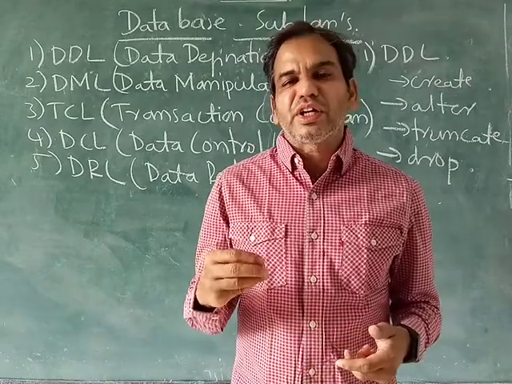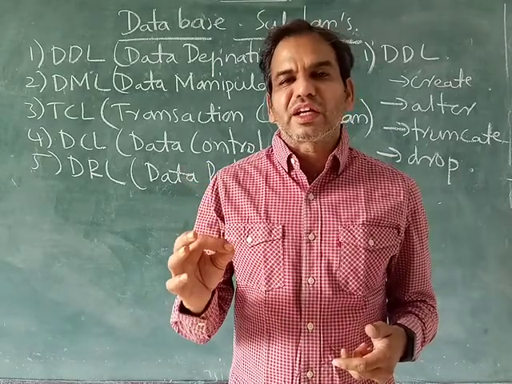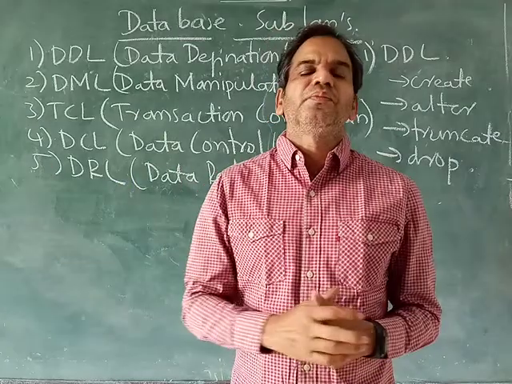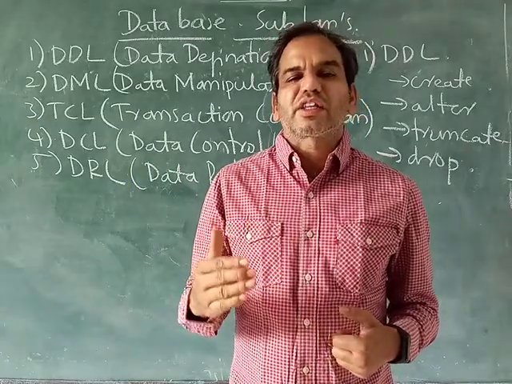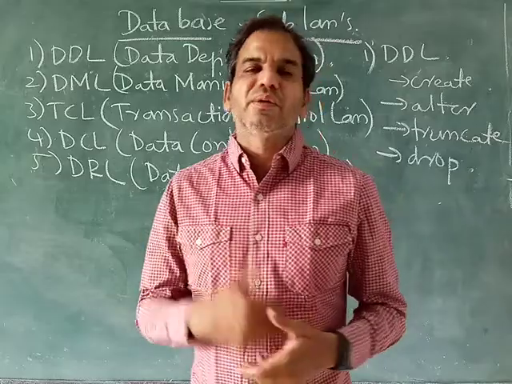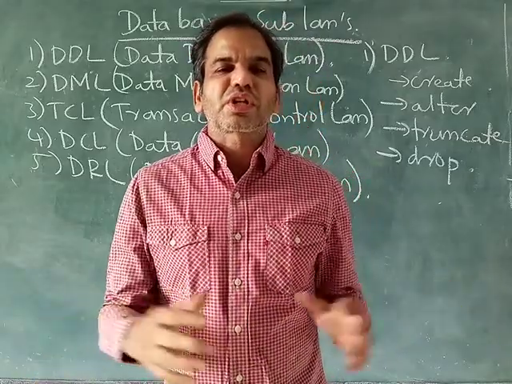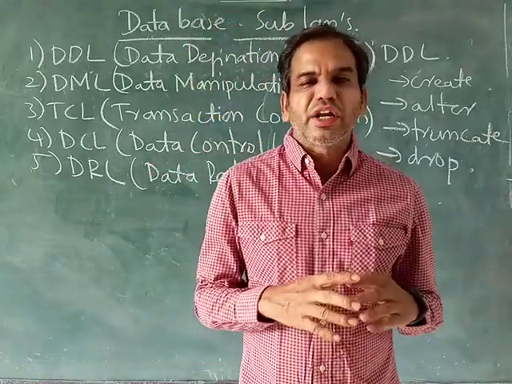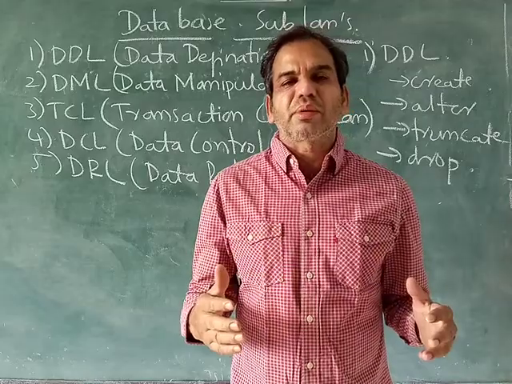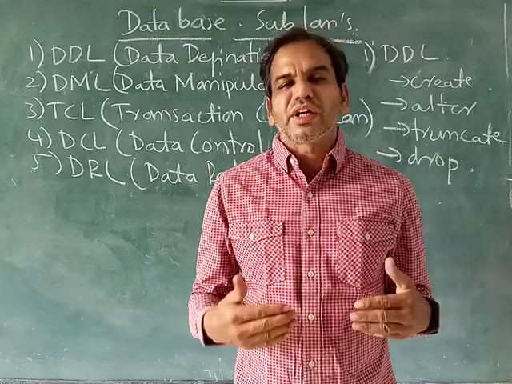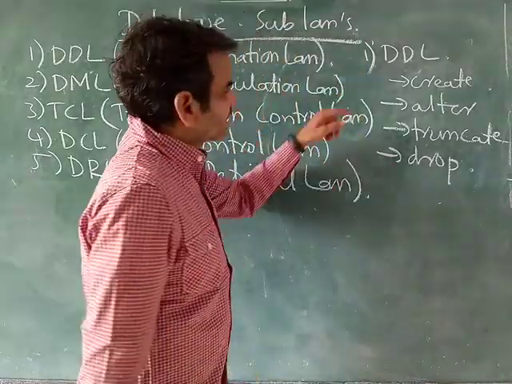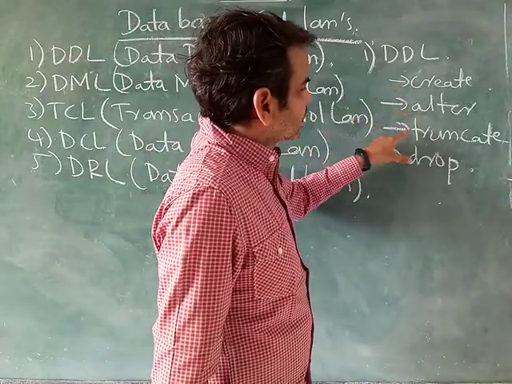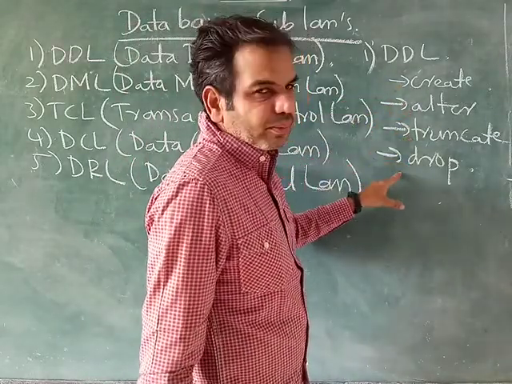With the help of DDL commands, we can create the structure of a table. We can alter, that is, change the structure of a table. We can remove the structure of a table. We can delete all the values which are in the table. The commands of DDL are create, alter, drop, truncate.